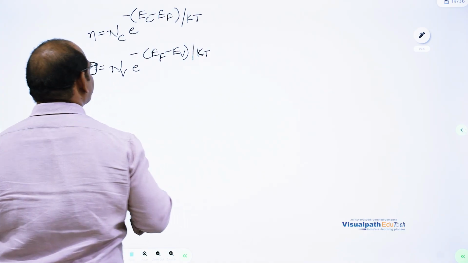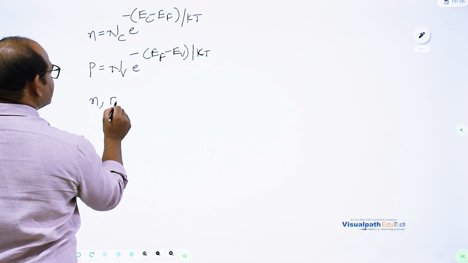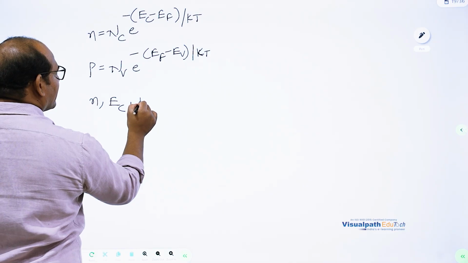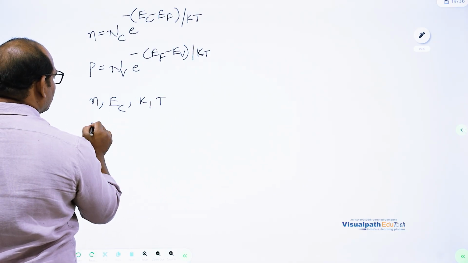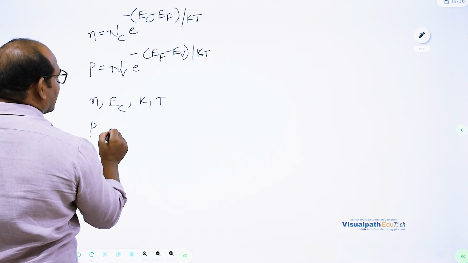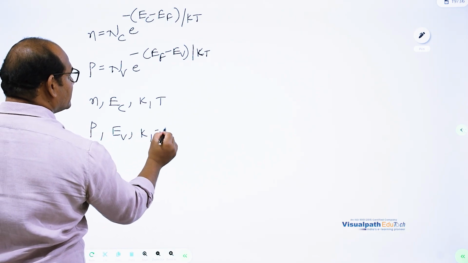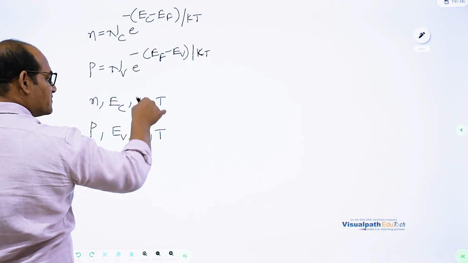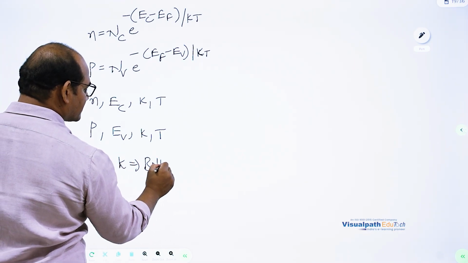If you observe the equations, you are familiar with what is N, what is Ec, what is K, what is T. And in the second equation, you are familiar with what is P and what is Ev and what is K and what is T. K, we did not discuss this one. K is already a known thing for you, that is the Boltzmann constant.